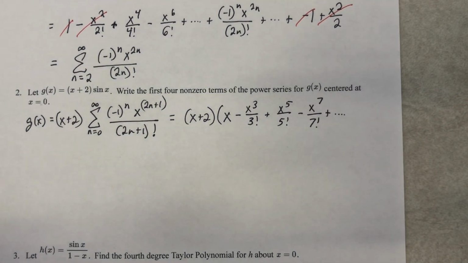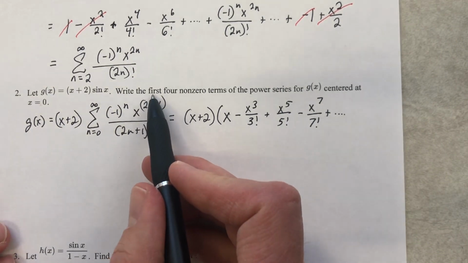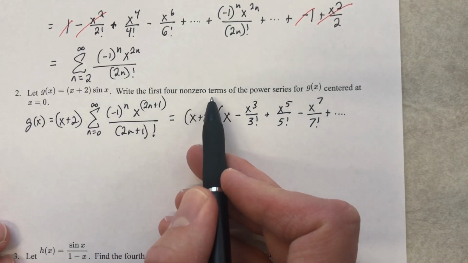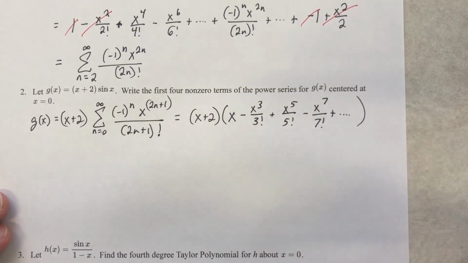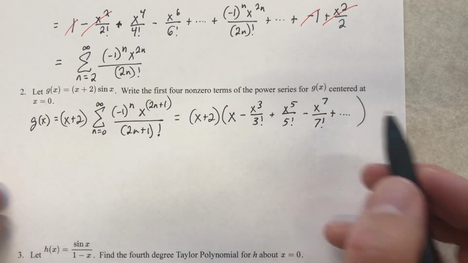But knowing where this one's going, and again, I know where it's going because here's what they asked. The first 4 non-zero terms. They did not say find the power series like this one. They said first 4 non-zero terms. I'm just going to stop it off there. If you want to write the general term out here, you can.